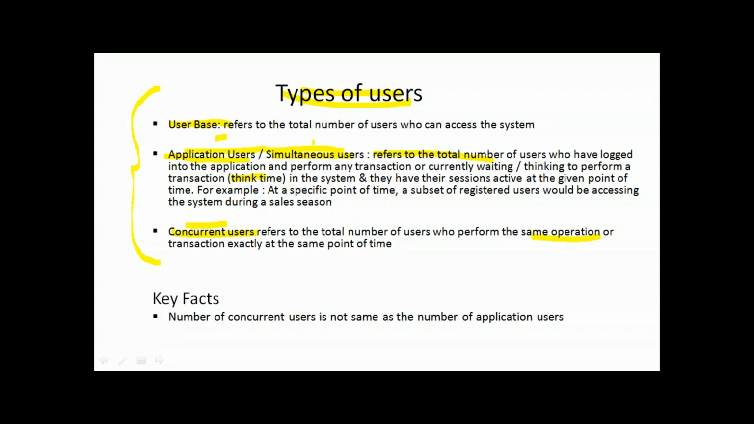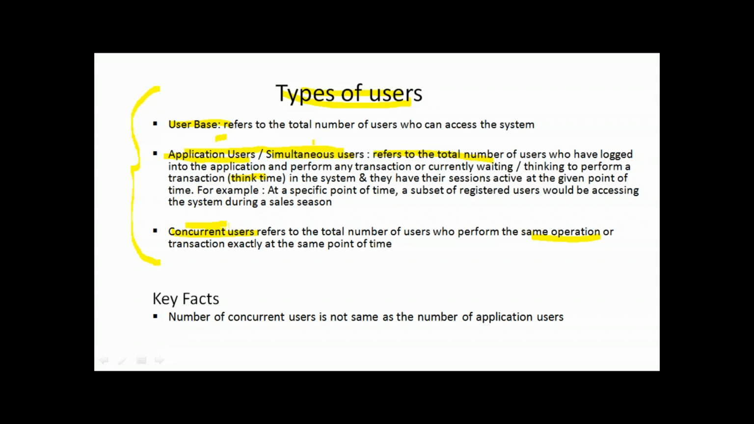Now, application users or simultaneous users. At this point of time, which is 8:15 India time, 10 users are checking the mail, 10 users are deleting the mail, and 10 users are changing the username and password. So these 30 users are doing different things on the Gmail application. All these 30 users, we call application users or simultaneous users. They have all logged in and are using the application, but they are accessing different functionality in Gmail.